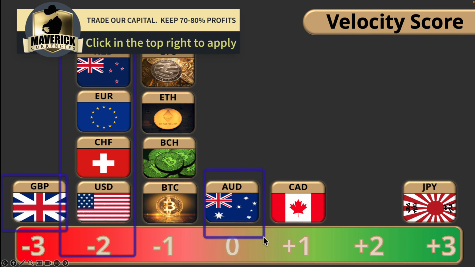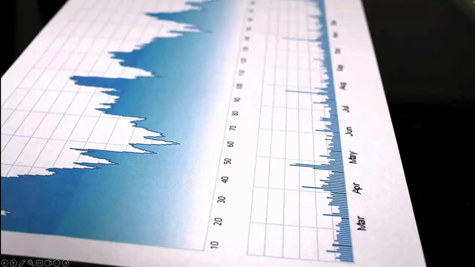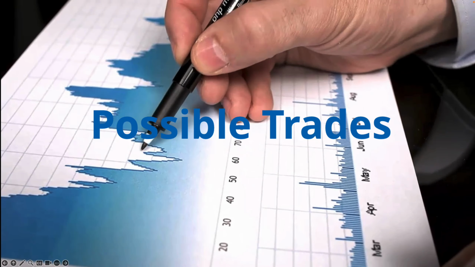Aussie seems like it's kind of calmed down here, not really moving a lot. And here we are looking at CAD slightly higher. But really, we want to take a look at the yen and see, is this the move that you want to short into, or is this the move that you want to stay away from? So based on that, let's just jump in and take a look at possible trades.